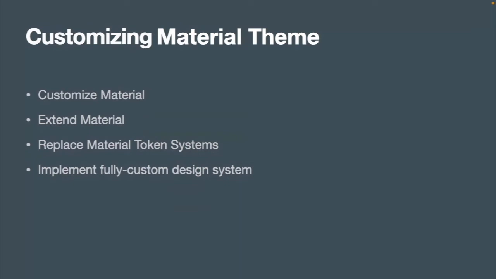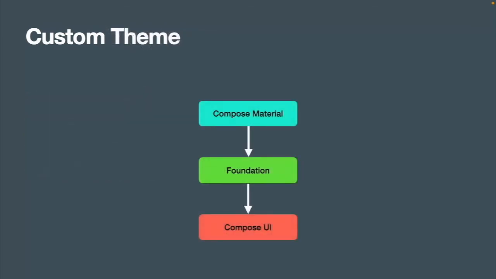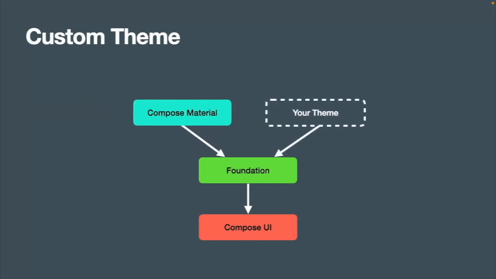The last piece here is implementing a fully custom design system. So this one, we've sort of moved through this hierarchy of complexity, and this one I think is worth talking about because it tends to be really intimidating. And so the idea here is we had this model where Compose Material builds on top of Foundation, which builds on top of Compose UI. And what if you just want to get rid of Compose Material and you want to insert your theme here? So what does that look like?